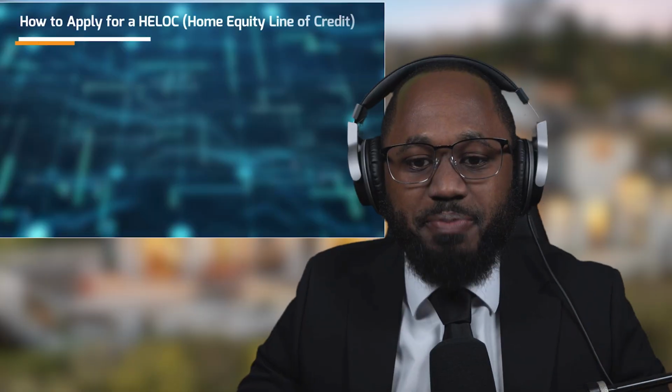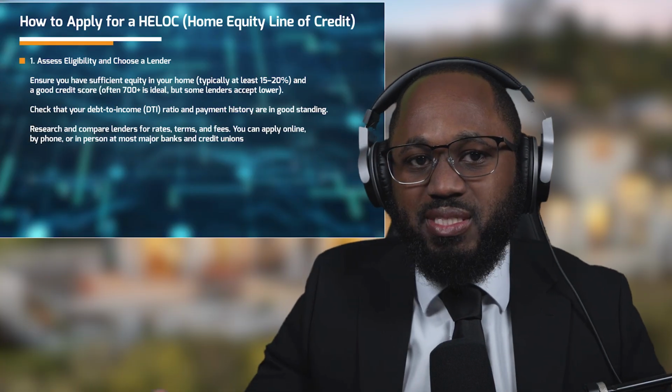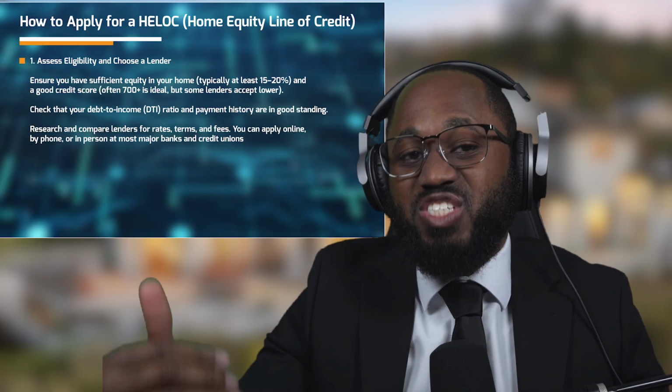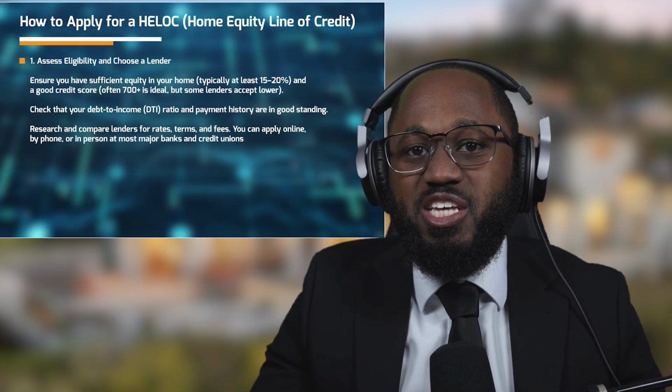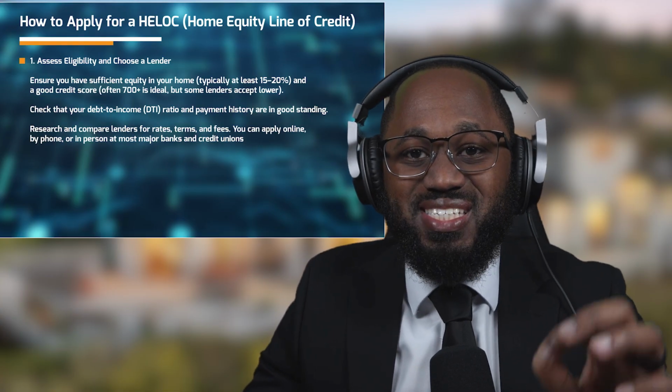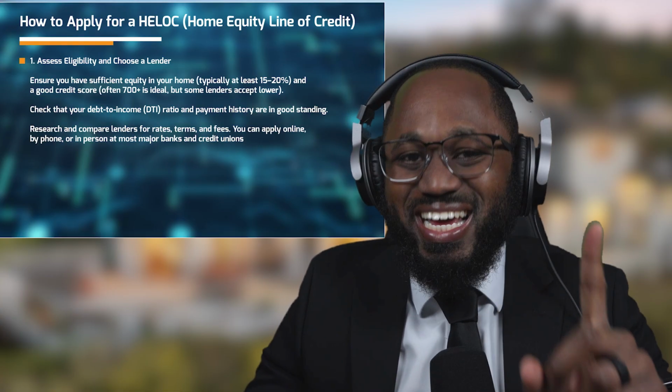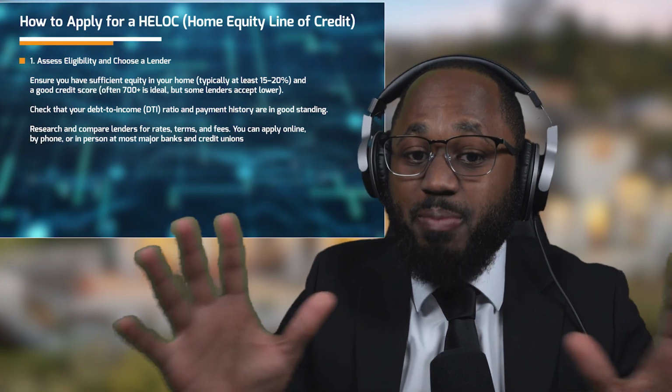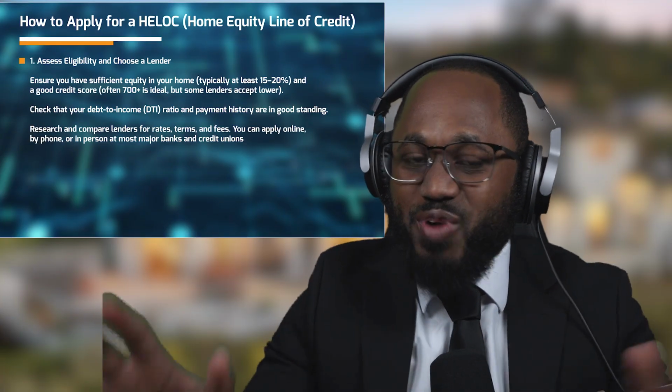Here's a general way to apply for a HELOC, which is basically a home equity line of credit. You have to assess eligibility and choose a lender. Ensure you have sufficient equity in your home, typically at least 15 to 20%, and a good credit score, often 700 plus is ideal, but some lenders may accept lower. So don't get in a frenzy here.